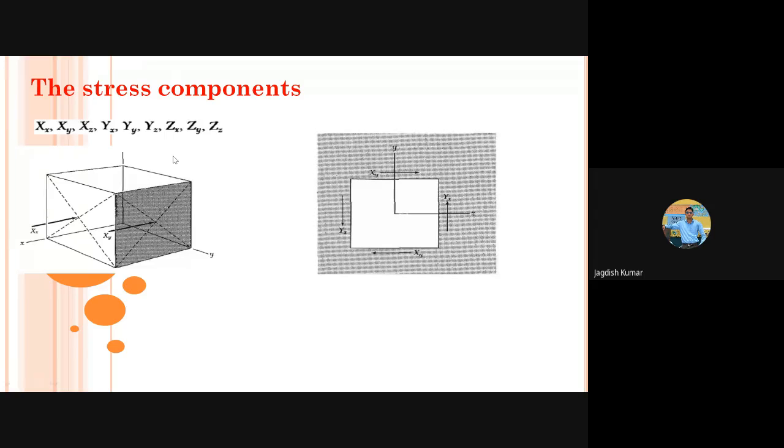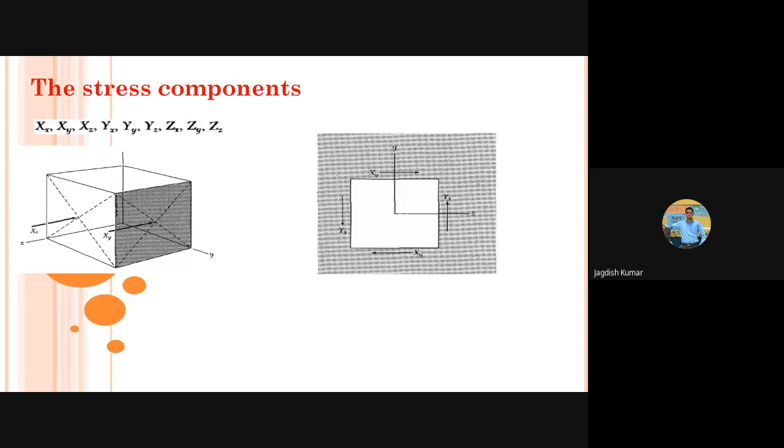So this is your Z-axis. So the force acting on this face. It's not shown here, but I hope you can see the cursor. So force acting on this face will be XZ. Well, so this is the physical significance of these XX, XY, XZ.